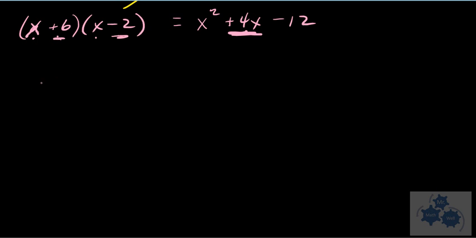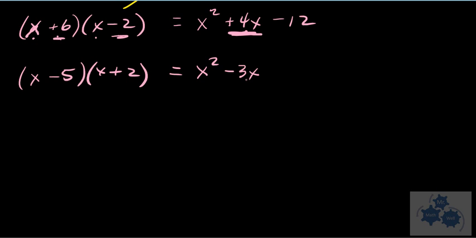All right. Very good. Okay, so here's another one. X minus 5 times x plus 2. What is this expansion going to be? Without even doing FOIL, without even touching the paper, what's my first term going to be? X squared. What should my next term be? Minus 3x. Does everyone agree? You see that? That's true. Minus 3x. And what about my last term? What should it be? Minus 10. That is absolutely correct.